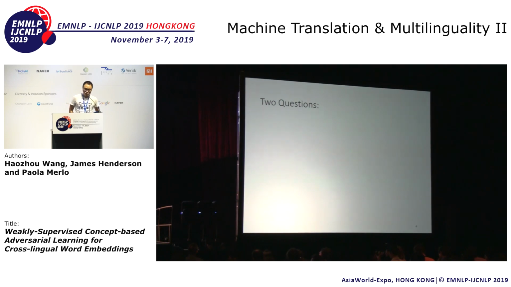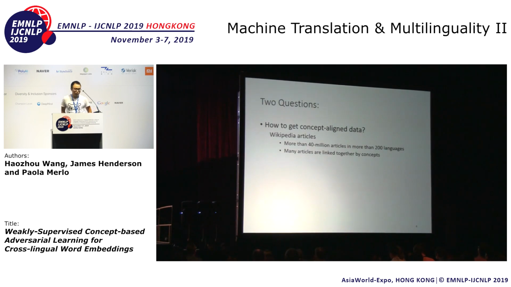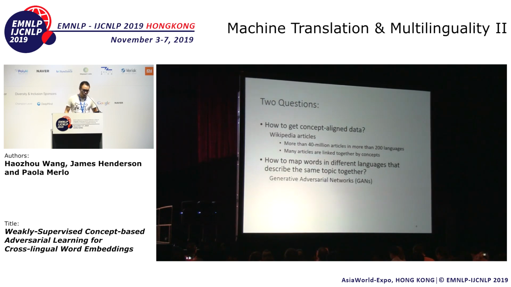Here we have the same situation for the concept animal. But for doing this, we have to answer two questions. The first question is how to get concept-aligned data. Our solution is to use Wikipedia documents, because Wikipedia offers more than 40 million articles in more than 200 languages, and many articles are linked together by concept. The second question is how to map words in different languages that describe the same topic. We consider this a distribution-level mapping, and we use a generative adversarial network.